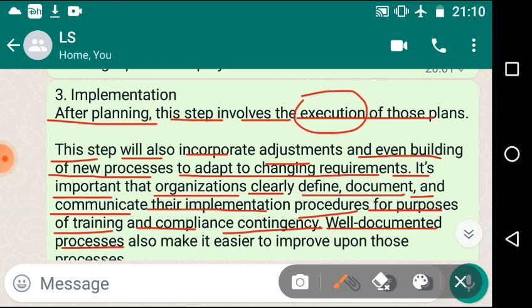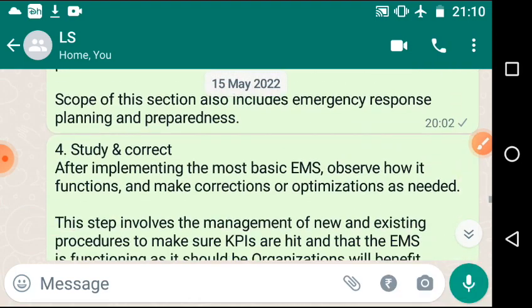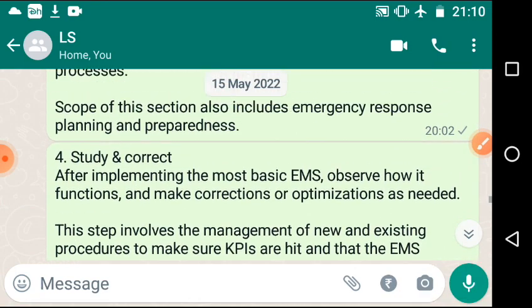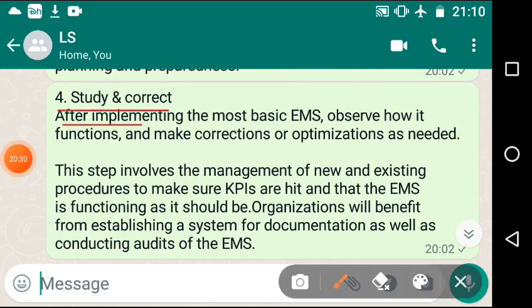The main importance of implementation is that the organization will clearly define, document, and communicate their implementation procedure for the purpose of training and compliance contingency. Contingency normally means a future event or circumstance which is possible but cannot be predicted with certainty, and that has to be maintained. Well documented processes also make it easier to improve upon those processes.